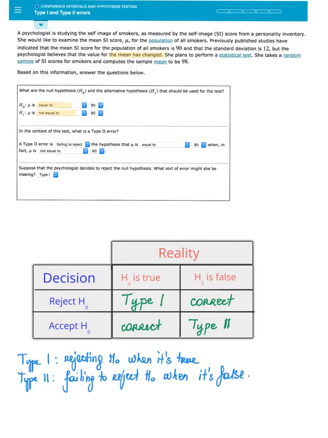Well, if she decided to reject the null hypothesis, it must be type 1 because type 1 means rejecting the null hypothesis when it is true. So the error, if it is there, would be a type 1 error.